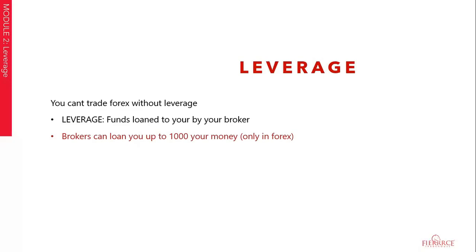What does that mean? For every $1 that you invest in your account, the broker will match it 1,000 times. So if you put $100 in your broker account, the broker will give you a leverage of 1,000, which is 100 times 1,000, which is 100,000, enabling you to trade as if you actually had $100,000 to trade.